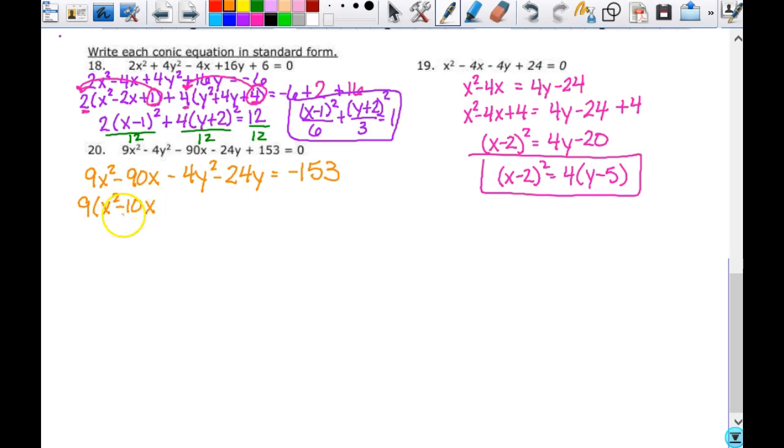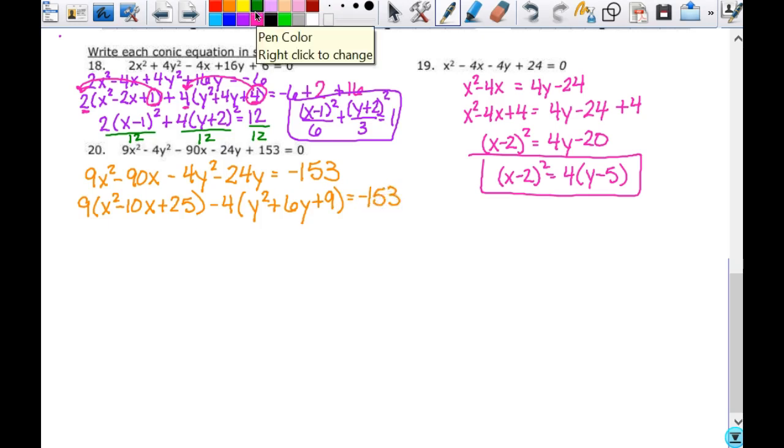So I'm going to take half of that, that's negative 5, and square it, that's plus 25. Okay? Then I have to factor out this 4, but I'm factoring out a negative 4. Since I am factoring out a negative 4, that leaves me with y squared plus 6y. Let that sink in for a minute. Factoring out the negative changes the sign here. And then half of 6 is 3, squared is 9. That's equal to negative 153.